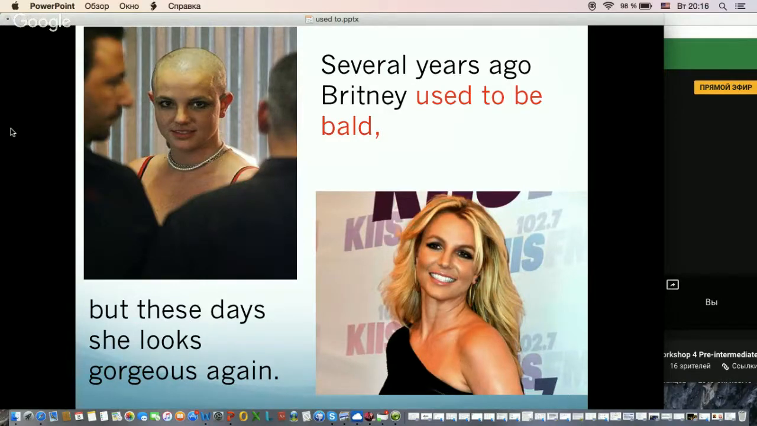То есть несколько лет назад Бритни была лысой. Ну, было в жизни этой женщины такое. But these days she looks gorgeous again. Но сегодня она снова выглядит потрясающе.